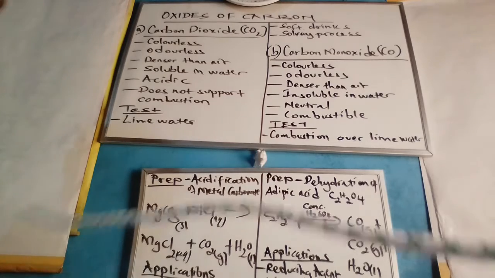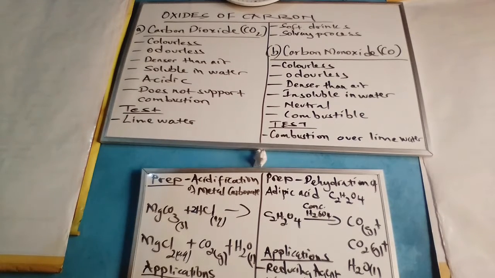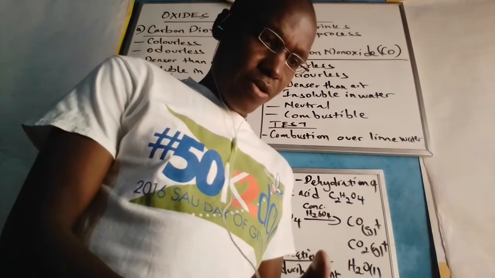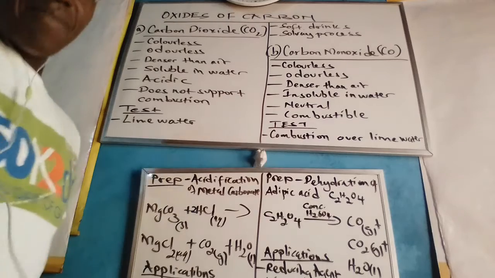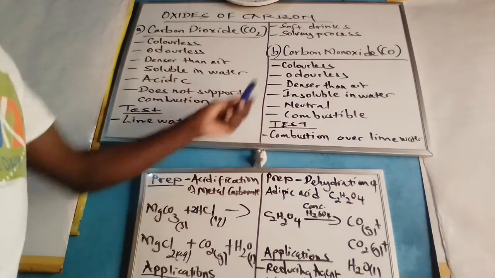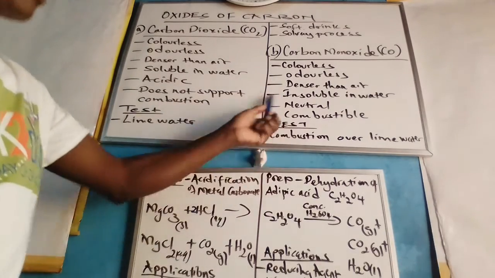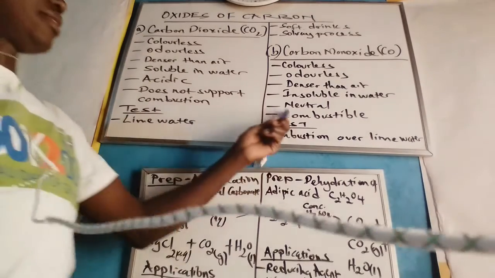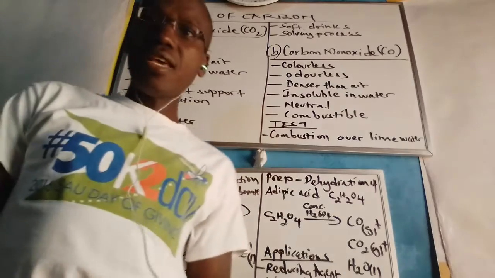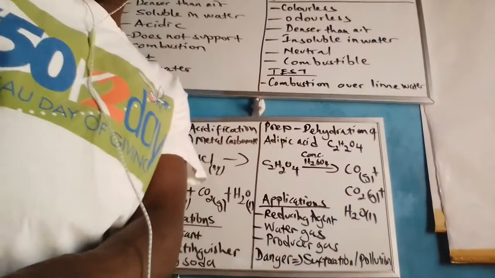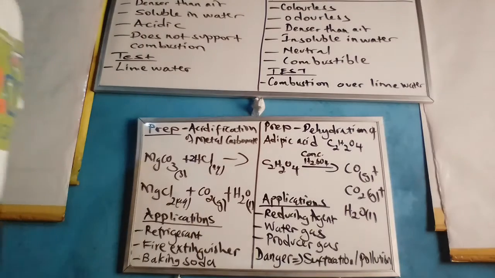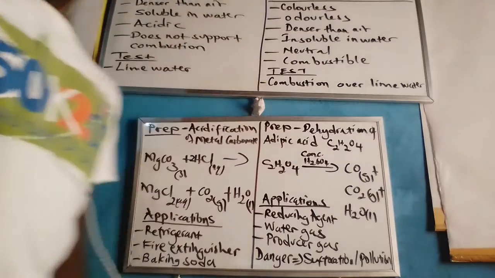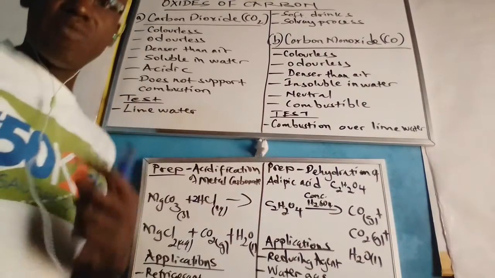Next, we have carbon monoxide. Carbon monoxide as a gas is simply an incomplete form of the oxide of carbon, and therefore it is intermediate. However, it exists as a colorless gas, which is odorless, denser than air, insoluble in water, and neutral. And then it is combustible simply because it's deficient of oxygen, and when it is burnt in air, it changes into carbon dioxide. To test for the gas, we simply burn it over lime water, and then it will give us the same result as carbon dioxide, namely turning the lime water milky.